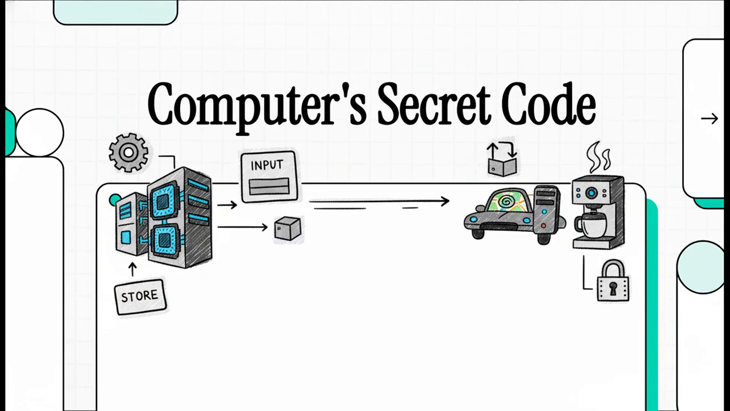Have you ever stopped to think about what a giant supercomputer, your car's GPS, and, I don't know, your smart coffee maker all have in common? I know, it sounds super complex, but really, it all boils down to this secret code. Just 4 fundamental principles that every single one of these devices follows. So, let's dive right in.